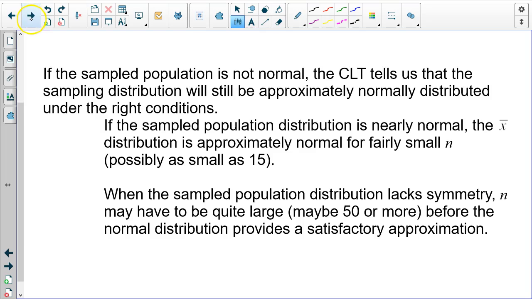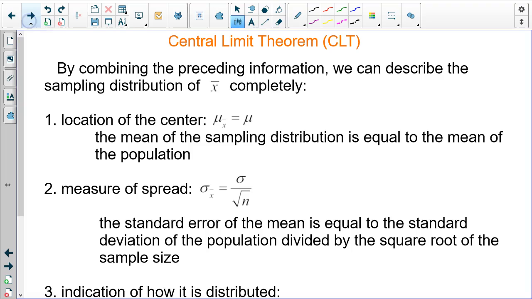Everybody got that stuff written down on that page? Okay. All right, continuing with the central limit theorem.